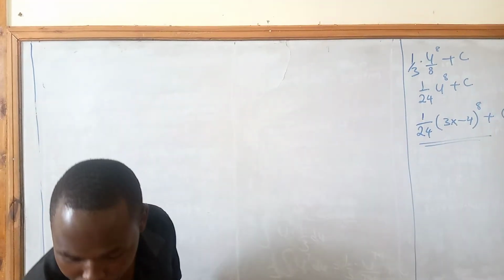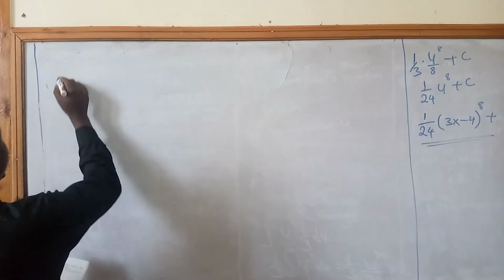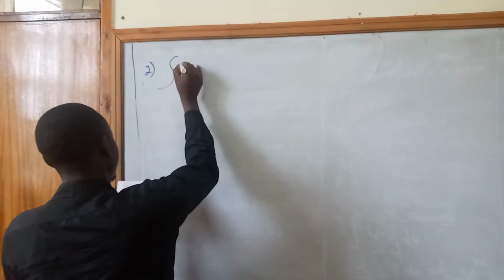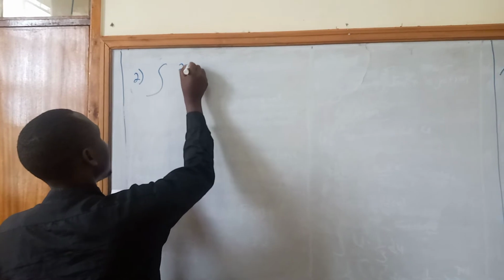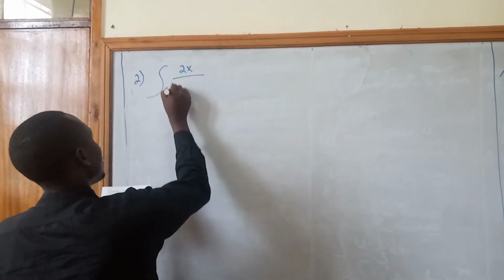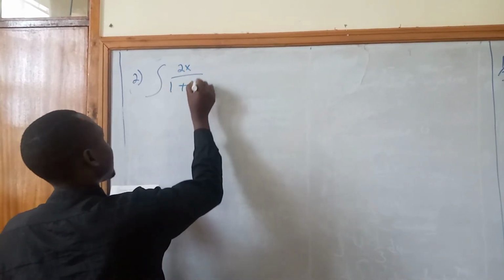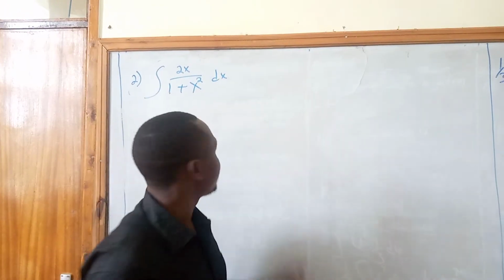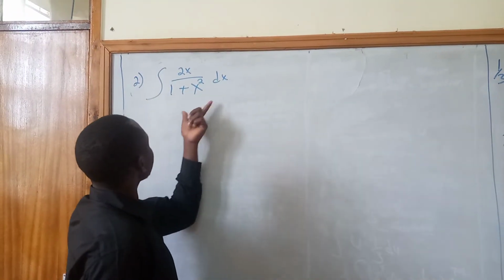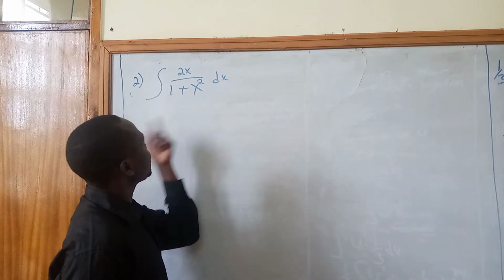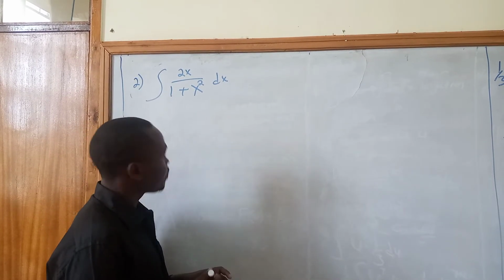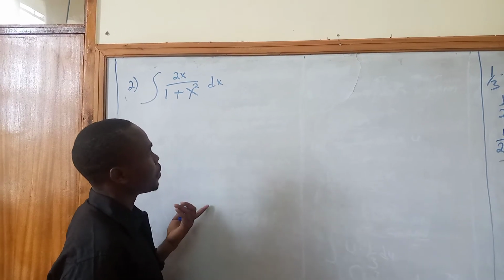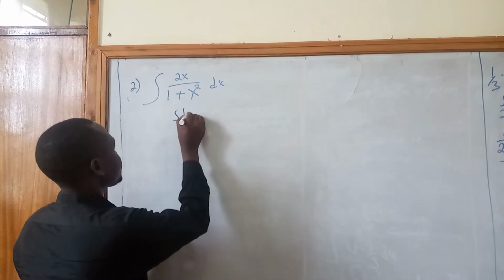The second example is the integration of 2x over 1 plus x squared dx. You have been told to solve this equation by use of the substitution method. We are just using the same procedure. It is very simple. Solution.